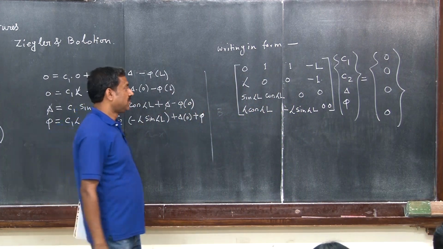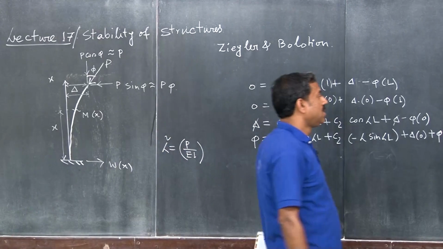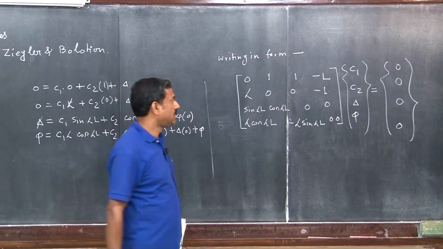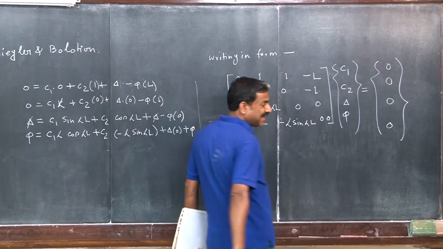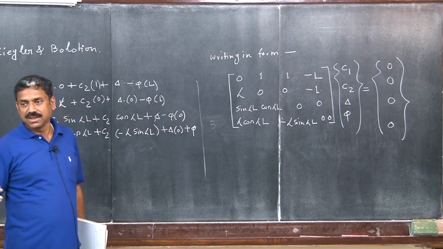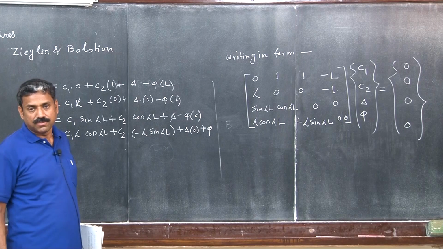Although we have assumed that this is delta and this is phi, we do not know these values, right? Those are also unknown. So, for a non-trivial solution, of course, the trivial solution will be that all things are 0, and in that case that will give you the fundamental path, because then the system remains in its equilibrium position, right.